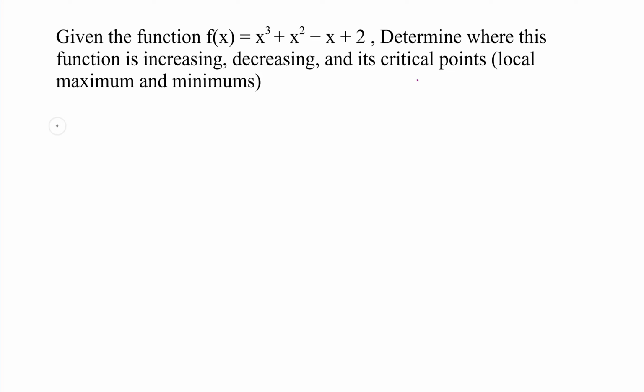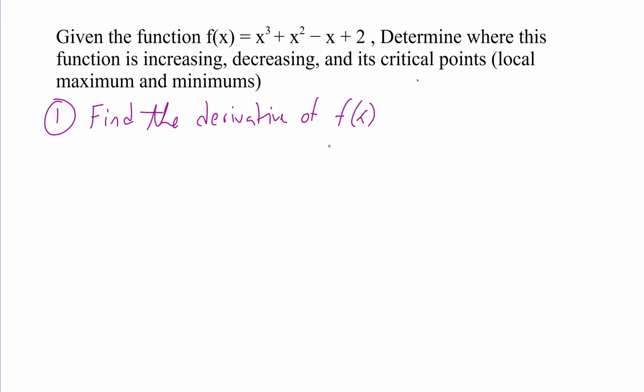So following our step by step, the first thing that we want to do is find the derivative of f of x. So we have f of x is equal to x to the power of 3 plus x squared minus x plus 2. Therefore, the f prime of x is equal to 3x squared plus 2x minus 1.